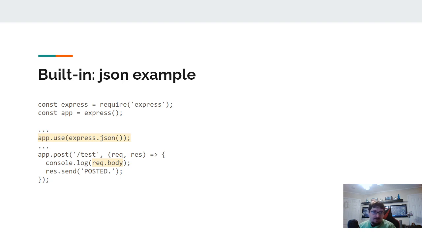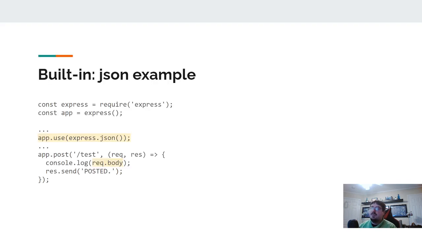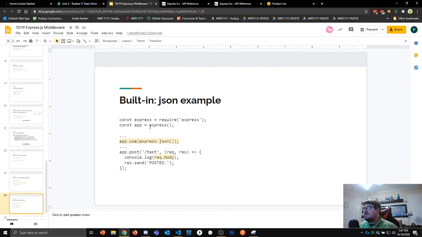Also, if you want to use the JSON one, it's very similar. You just say app.use express.json, and you can install both of these together. They work just fine in unison. But that also then gives you the request.body, but only if it was sent as a JSON payload.